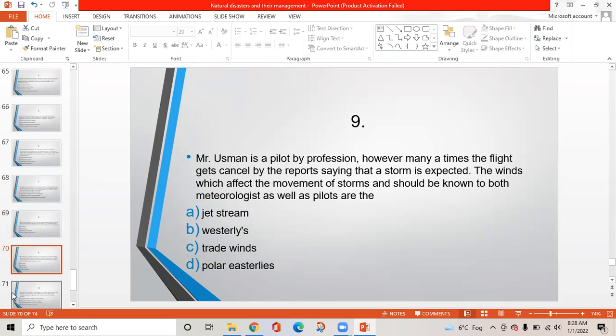Mr. Usman is a pilot by profession. However, many a times the flight gets cancelled by the reports saying that a storm is expected. The winds which affect the movement of the storms and should be known to both meteorologists as well as pilots are option A jet streams, option B westerlies, option C trade winds, or option D polar easterlies. Option A is the right one, jet streams.